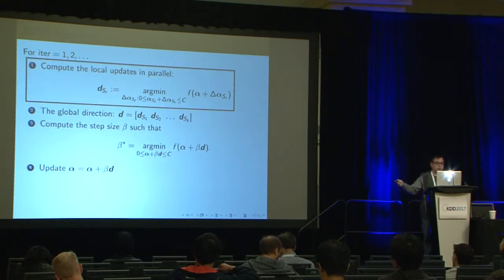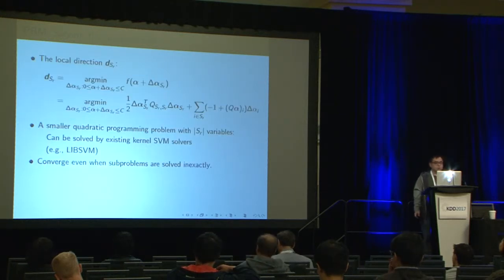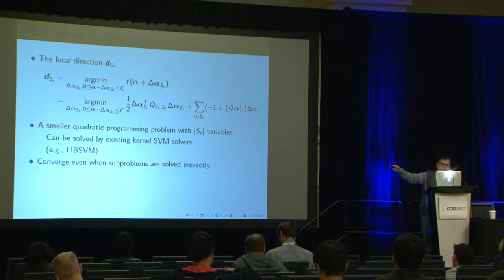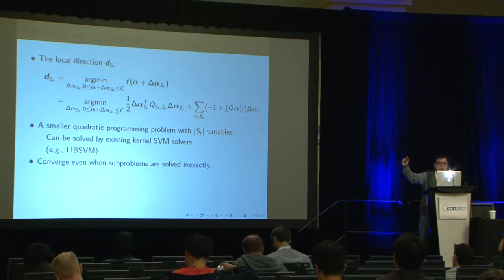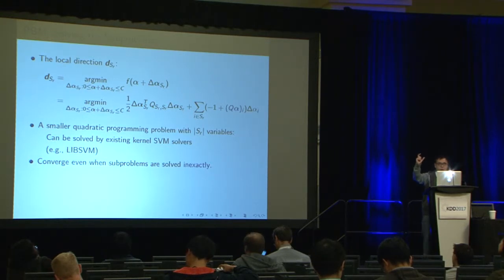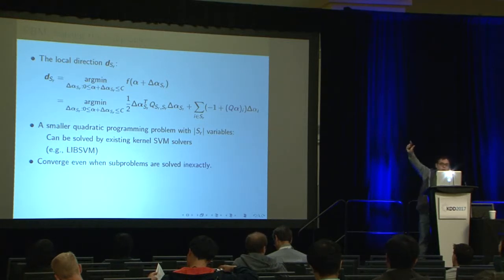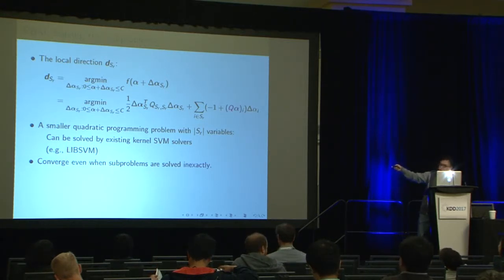So let's discuss each step in detail. The first step is local updates. Actually local update is very easy, because if you plug this into the original SVM objective function, you will see the resulting subproblem is a smaller quadratic minimization problem, and the size corresponds to the number of variables in this partition. So delta SR is the subset of the dual variable. QSR is the diagonal block of that kernel matrix.